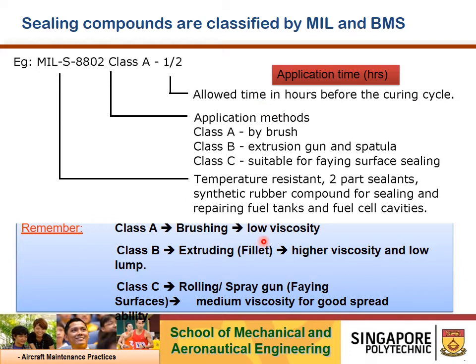So over here, class A is brushing, low viscosity as compared to B and C. B is used where extruding, higher viscosity and low slump, and class C is rolling or spray gun, a medium viscosity for good spreadability.